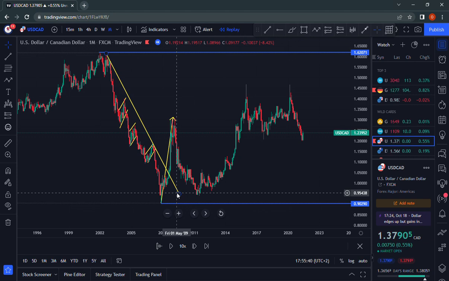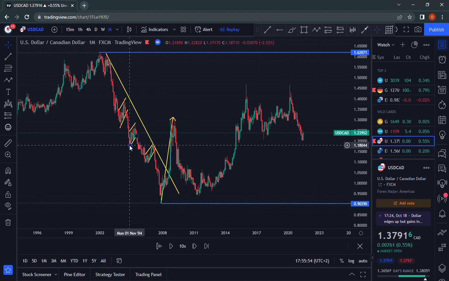And remember, guys, the market is fractal. So whatever I'm doing here on the monthly can be done on the daily, it can be done on the weekly. So now I'm just avoiding a lot of noise. You'll see when we go to the lower time frames.